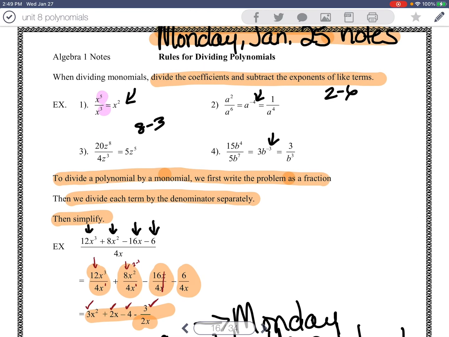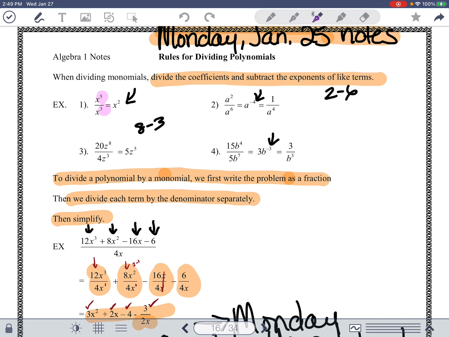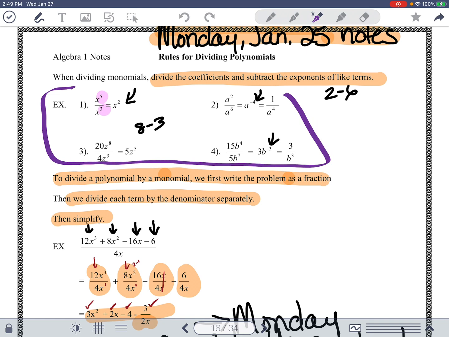Just a little reminder at the top here about dividing monomials and the exponent rules that we have to remember. All four of these examples are examples of the exponent rules. Basically, if you have the same base and you're dividing, you subtract the exponents. That's what they did in each one of these. Notice they subtracted 5 take away 3 and got x squared. 2 take away 6, they got a to the negative fourth.